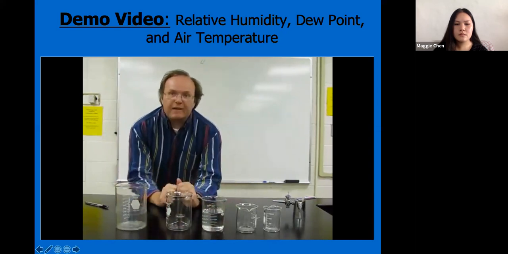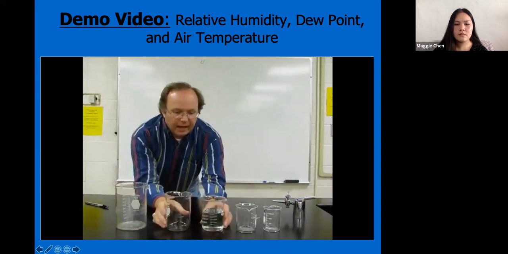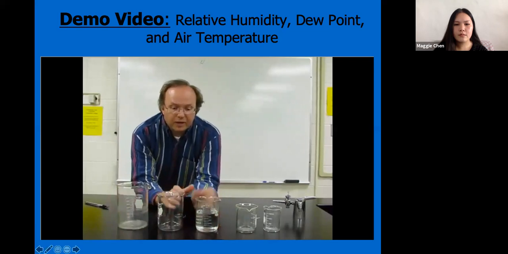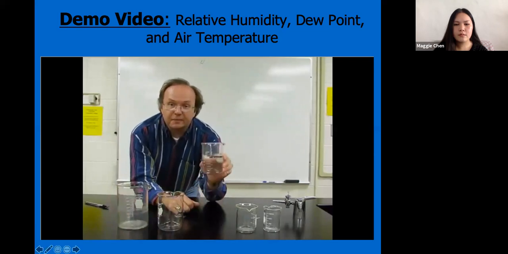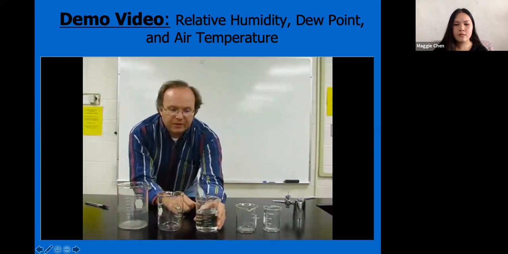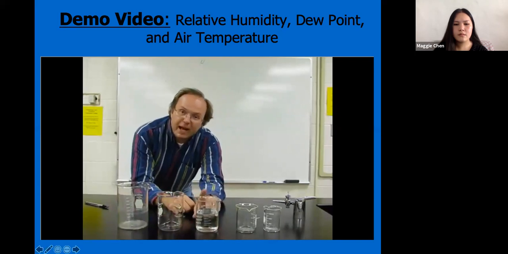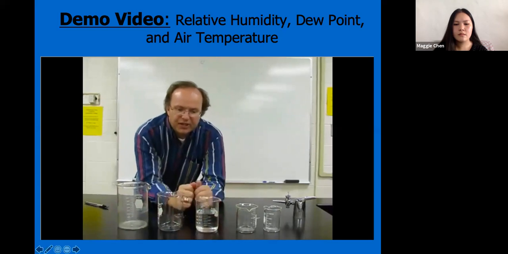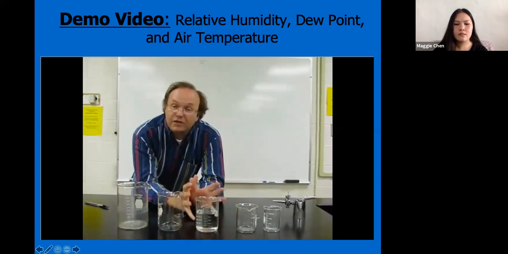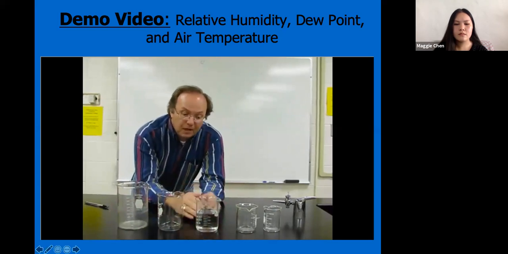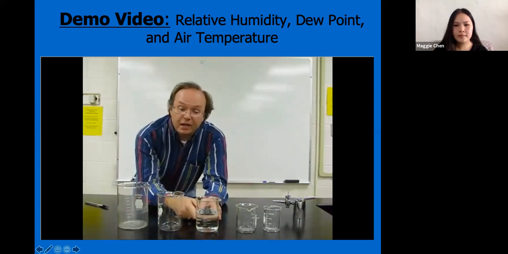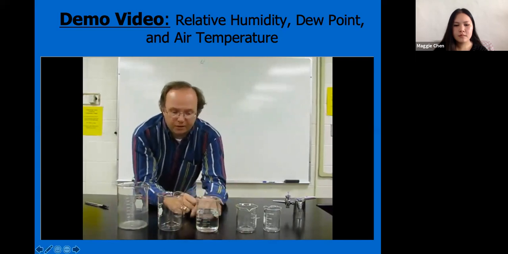So here I've got 5 beakers. Let's say that these beakers represent a particular volume of air, and let's say the center beaker represents a volume of air at a particular temperature. You can see it's about half full of water. If the entire beaker represents all of the space available to put water, it's about half full. So we'd say the relative humidity in this beaker is 50%, because 50% of the spaces have water in them.